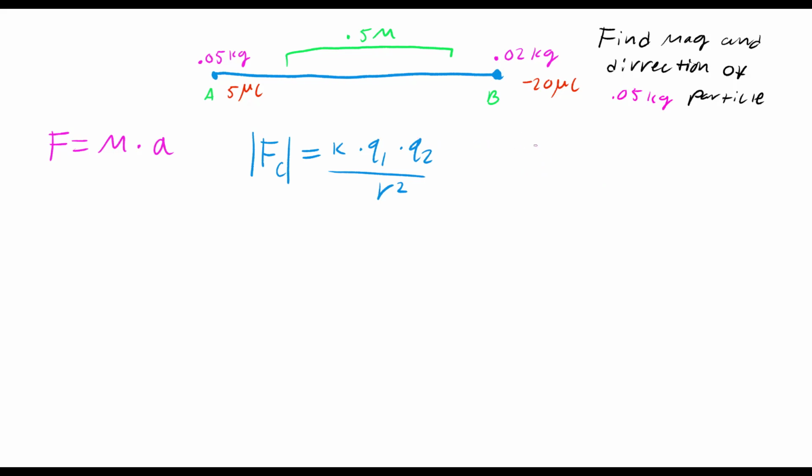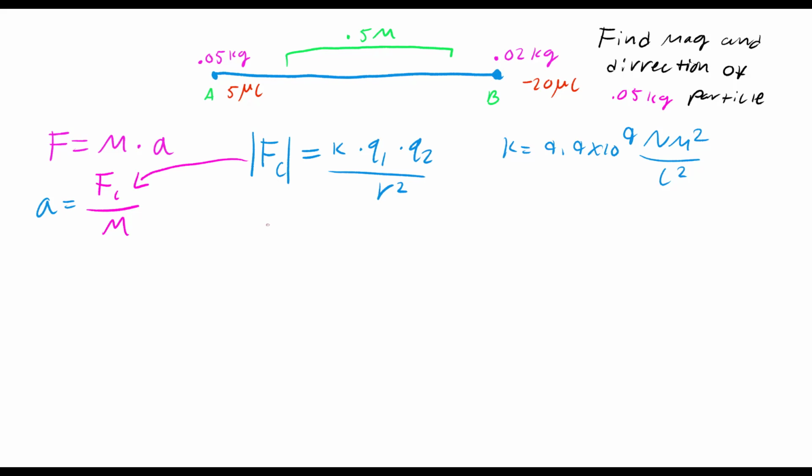One thing that you should know is that k is equal to 9 times 10 to the 9 newton meter squared per coulomb squared, right? So we're going to put that. So that's our force, okay? That means that acceleration would have to be our force, let's say Fc, divided by m. Alright? So let's write it out. And the m is the mass of the particle, which is this. Okay? So we're going to write this out right here.